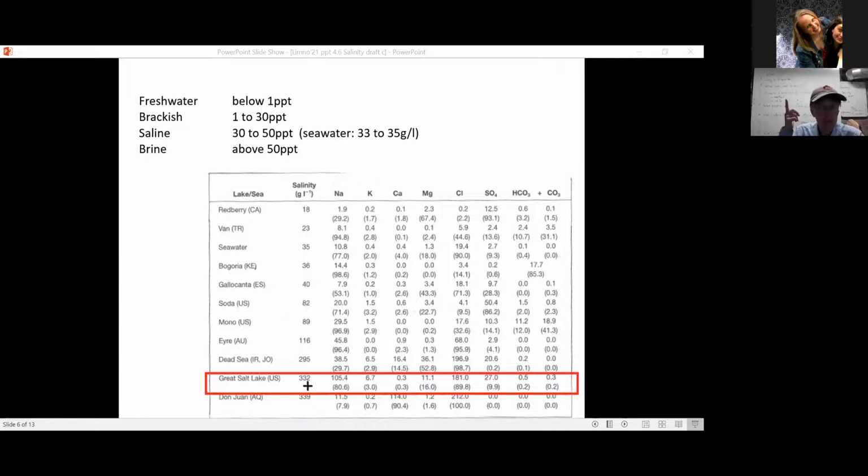And you might be predicting, sodium chloride, therefore. And what do you see? The dominant cation, well, biggest number here is sodium. Dominant anion, biggest number, chlorine.